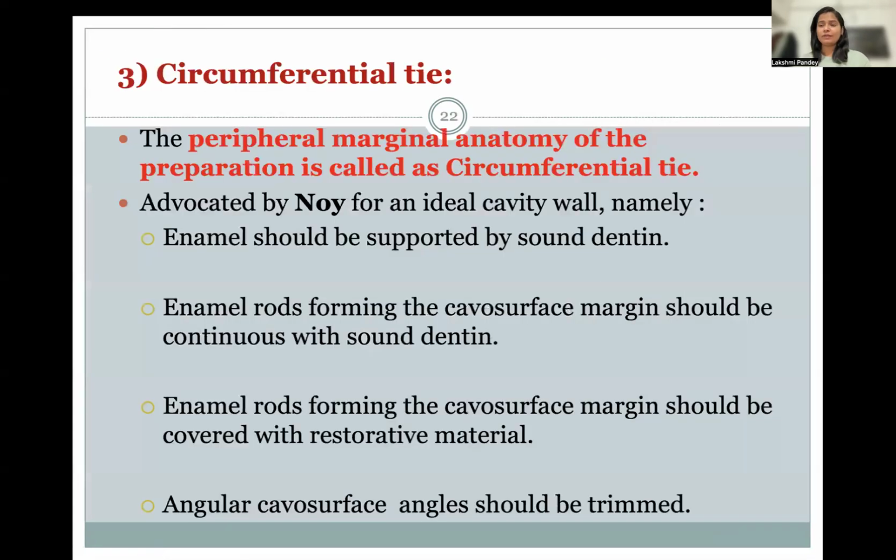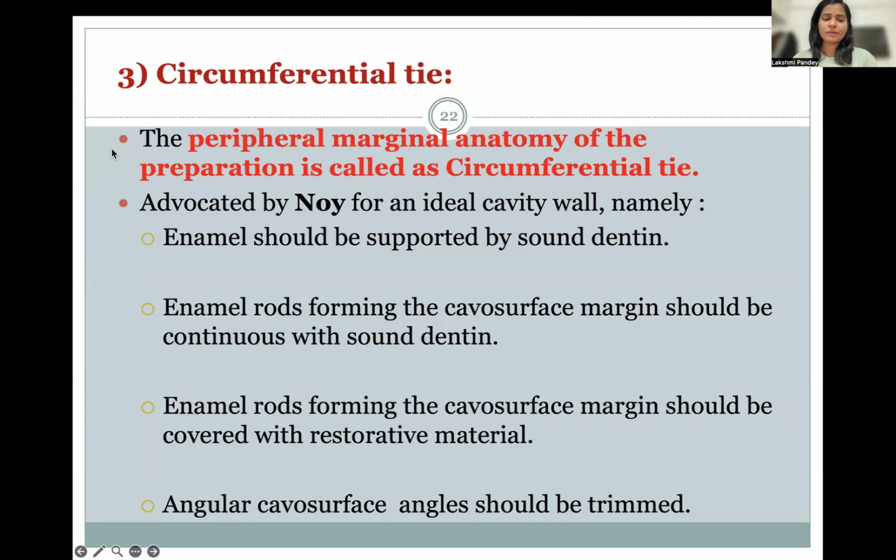Next, we'll talk about the circumferential tie. The peripheral margin anatomy of the preparation is called the circumferential tie. So what Noy has given, I'll just explain briefly.